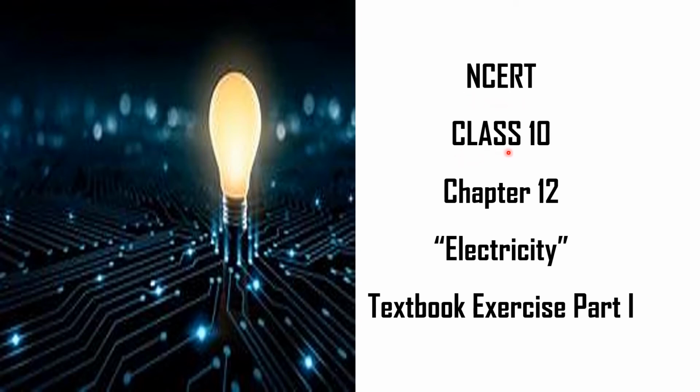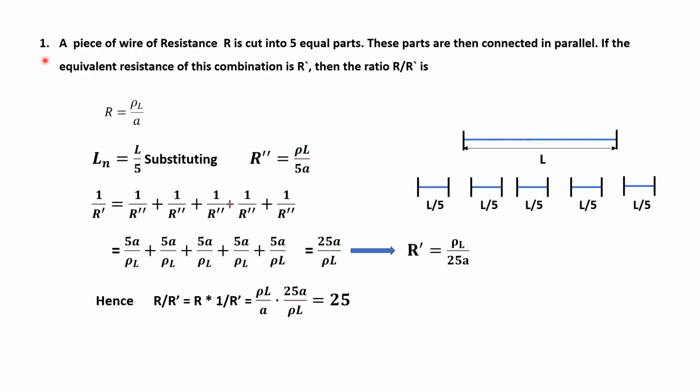NCERT Class 10 Chapter 12 Electricity Textbook Exercise Part 1. Question number 1. A piece of wire of resistance R is cut into 5 equal parts.